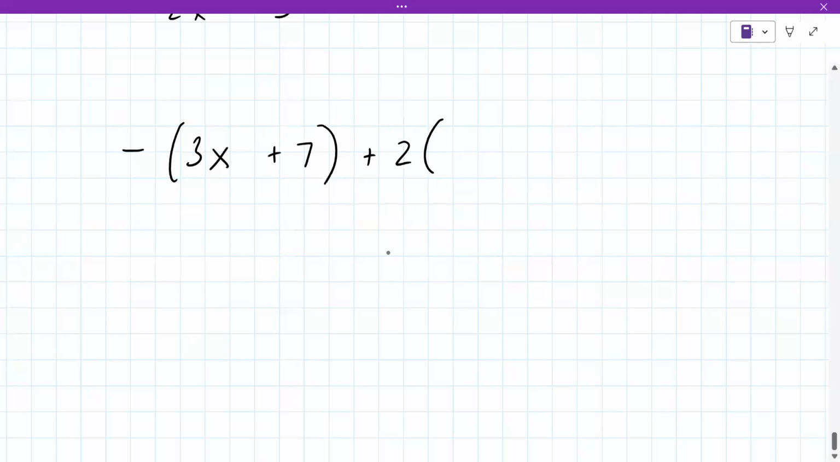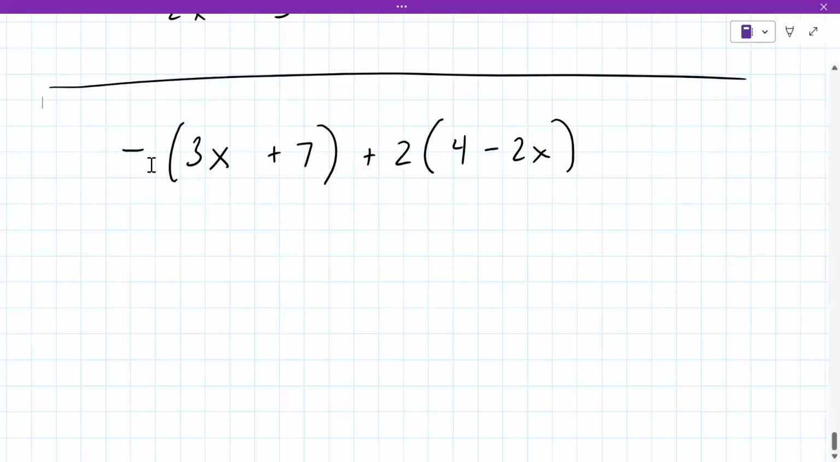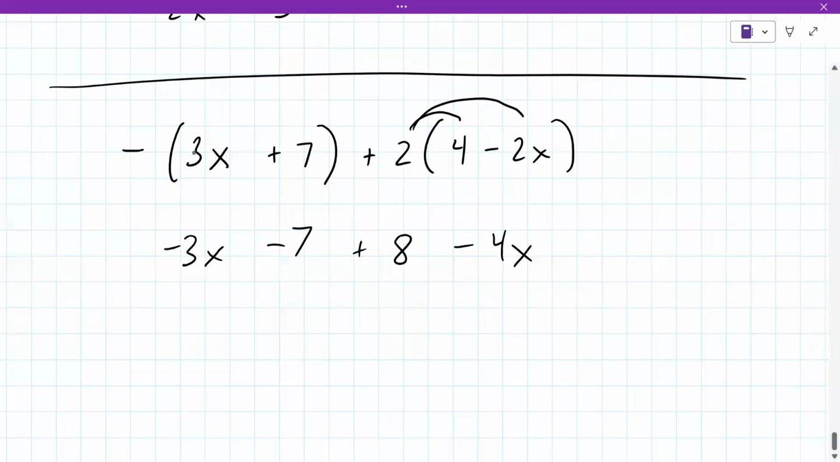Let's try another couple of these here. Let's say I give you something like negative 3x plus 7 plus 2, 4 minus 2x, okay? So we want to simplify this. And again, when there's a negative, you change the sign. So this becomes minus 3x minus 7. Is that clear? Yeah. All right, now on the right here, you multiply 2 into both of these. So this is 8 minus 4x.